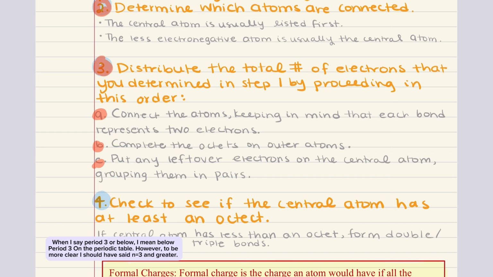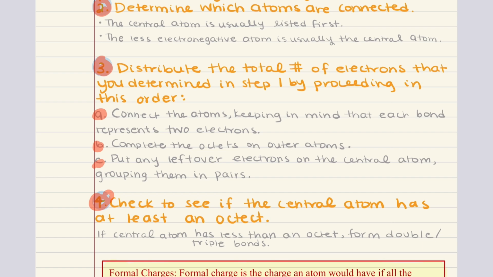Then last but not least, check to see if the central atom has at least an octet. If the central atom has less than an octet, use electrons from the outer atoms to form double or triple bonds until an octet is achieved. And then for a final check, having completed these steps, verify that your Lewis structure possesses the correct number of electrons. If a Lewis structure is drawn incorrectly, it almost always has an incorrect number of electrons.